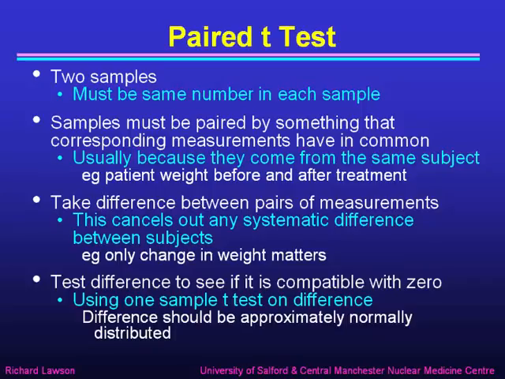Then we test the difference in weight, for example, to see if it's compatible with 0. And the way we do that is by using the one sample t-test on the difference, because once we've taken the difference between each pair of measurements, we've only got one sample left, namely the difference. And the difference should be approximately normally distributed for this to work. So the individual weights don't need to be normally distributed, but the difference in weights should be normally distributed.